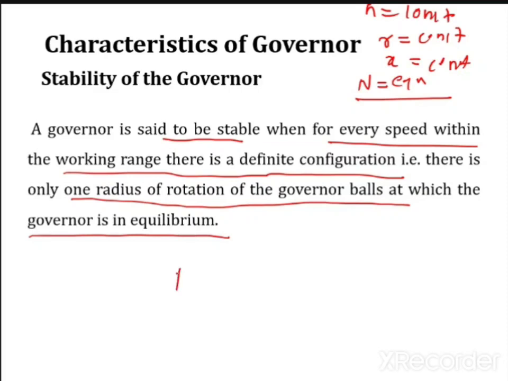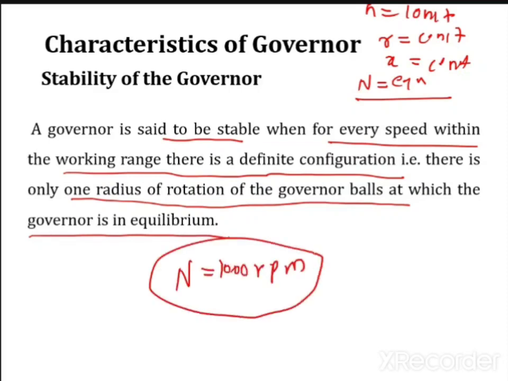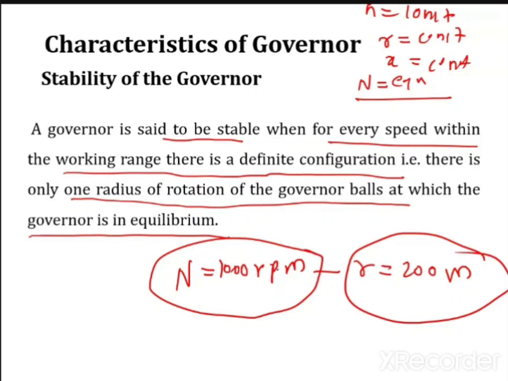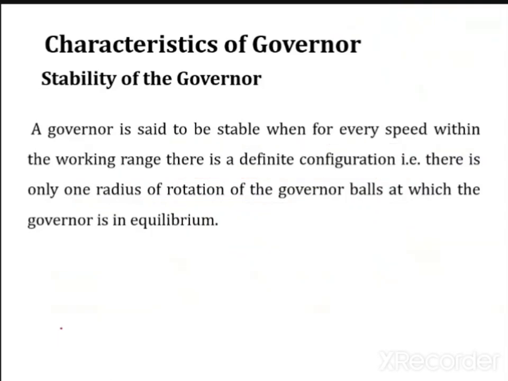Let us say that n equal to 1000 rpm is the equilibrium speed. At this equilibrium speed, your r is, let us say, 200 mm. So at 1000 rpm, your r will always be equal to, for example, 200 mm. Again, this r is constant, x is constant, h is constant. You can say that the governor is stable. I hope it is clear.